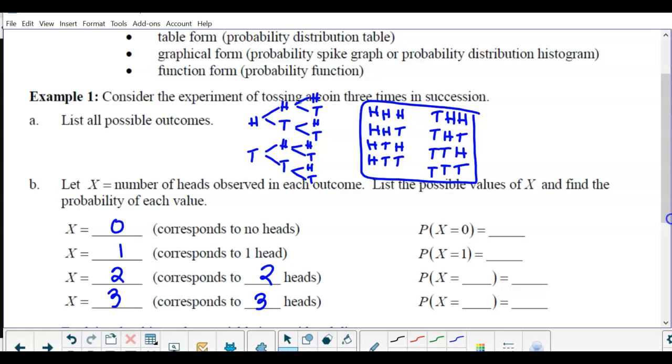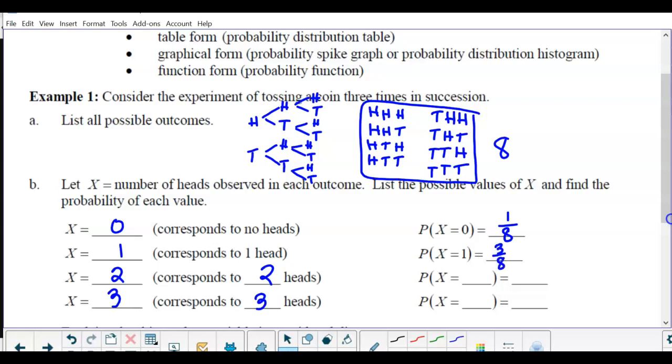You can look for the number of tails. Obviously, it would be very similar values, right? Just use one or the other. Okay, and then think about the probability. So there's 8 possible outcomes here, right? Probability of getting 0 heads, that's just one of those possible. So that's 1 out of 8. Okay. Probability of getting 1 head, well, that would be this one, and this one. So 3 out of 8.